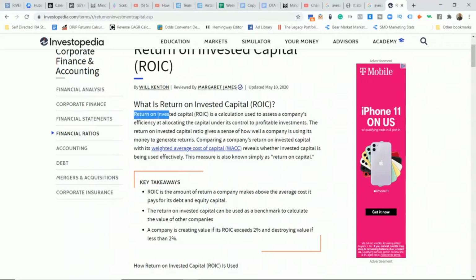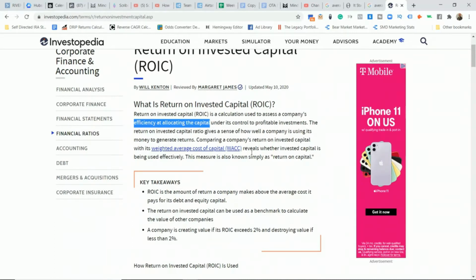Return on invested capital is a calculation used to assess a company's efficiency at allocating the capital. So efficiency at allocating the capital means essentially how profitable it is and what kind of return it's earning from the capital it has, or that it's investing or using. This is what kind of return the company is getting by using their assets to invest in the company or to grow their company. So that's what that means.